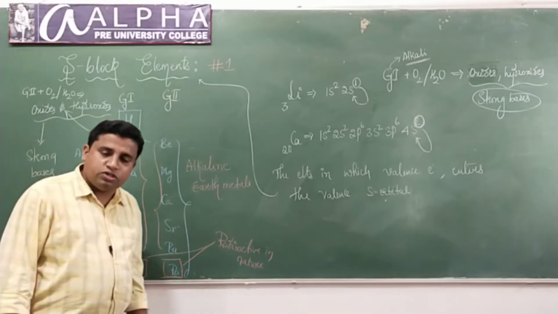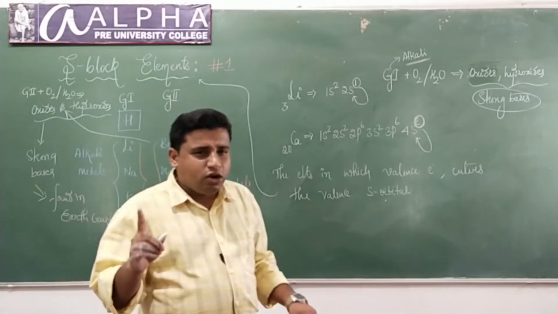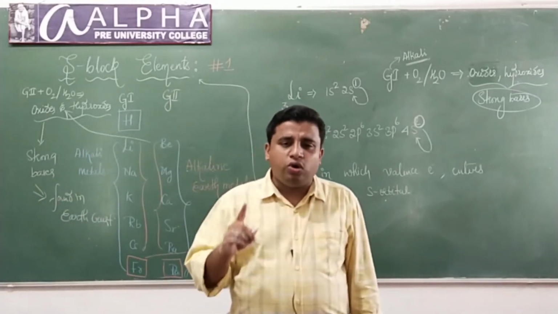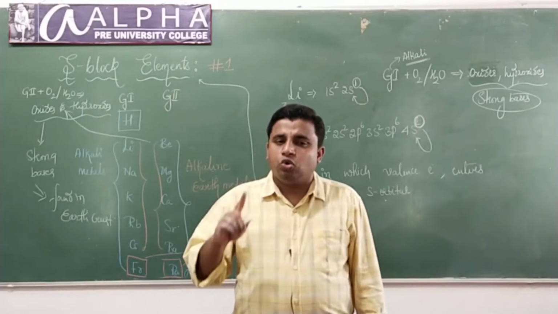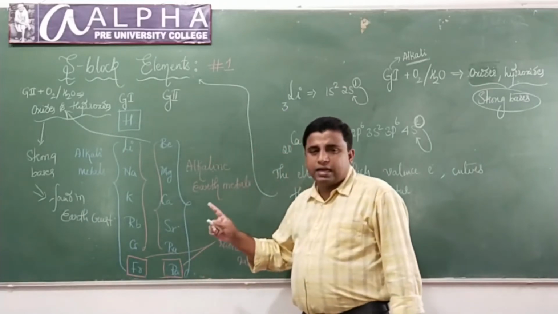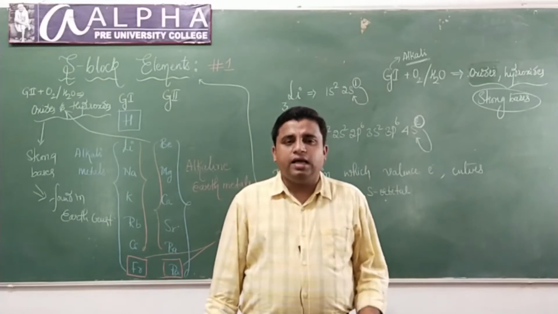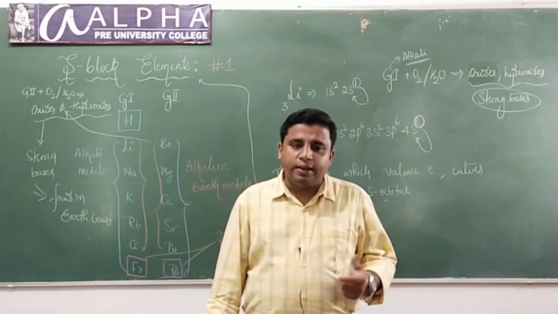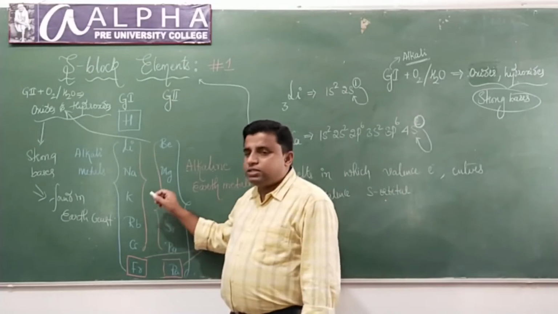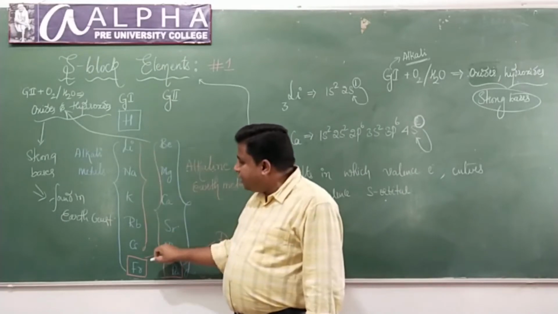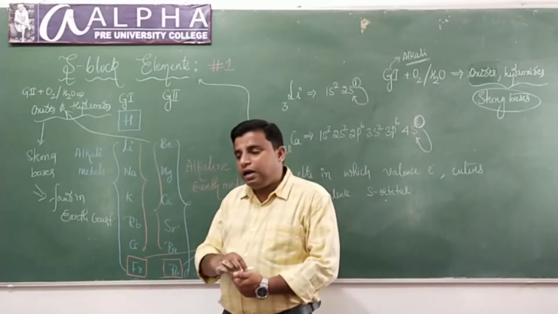I hope you have understood. Any doubts with this? So I hope you now know what S block elements are, why group 1 elements are called alkali metals, and why group 2 elements are called alkaline earth metals. Now we will study some of the physical properties of alkali metals and alkaline earth metals.